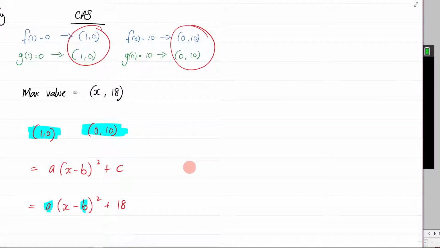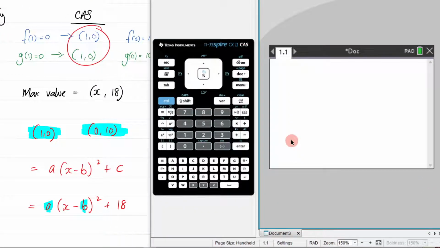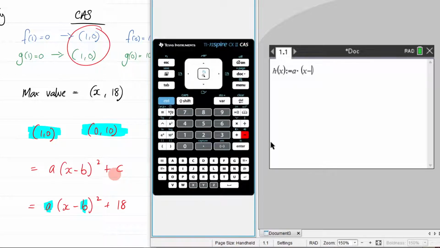All right, let's now come over to our trusty CAS calculator, which I hope you're learning to love. The first thing I'm going to do is define this general rule. I don't want to use f or g because I know that's going to be the final thing I need, so let's just use another letter. Let's call it h of x. So I'm going to say h of x is equal to a times (x − b) squared plus 18. Don't be freaked out as to why I'm using h. I could have used any letter. I just want to use a letter other than f or g. As we go on, it will make more sense why I've used h here.